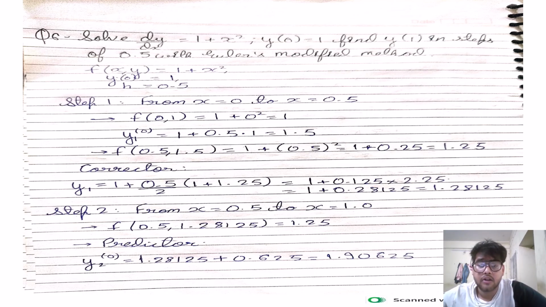So by substituting into the function, we will have 0.5 as the value of x and 1.28125 as the value of y, which gives 1.25. So using the predictor formula, the value of y2 we will get is 1.28125 plus 0.625, and after the calculations we are getting 1.90625.